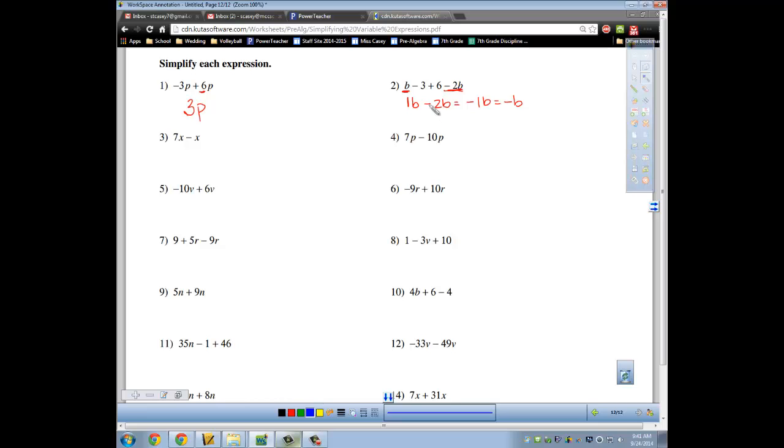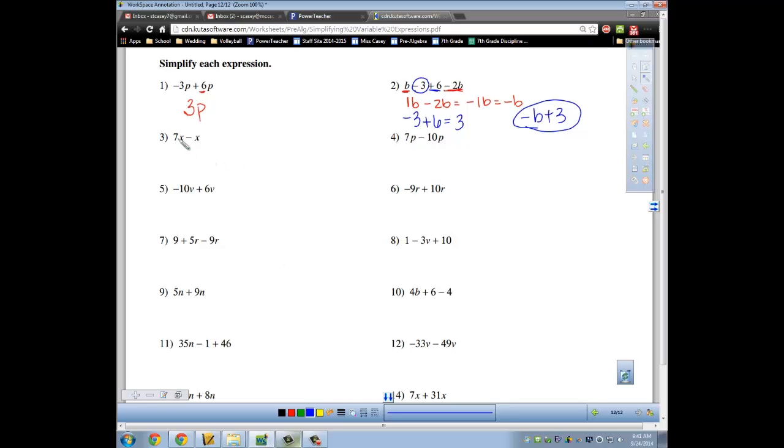And then we have a negative 3 plus 6. Negative 3 plus 6 is 3. So I'm going to put this together. I got a negative b, and then I have a positive 3, so that's the same thing as plus 3. So the answer is negative b plus 3. So take your time with it. Look at the sign that is in front of the number.